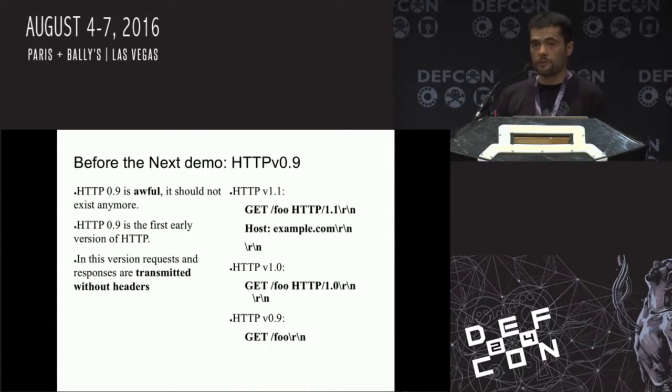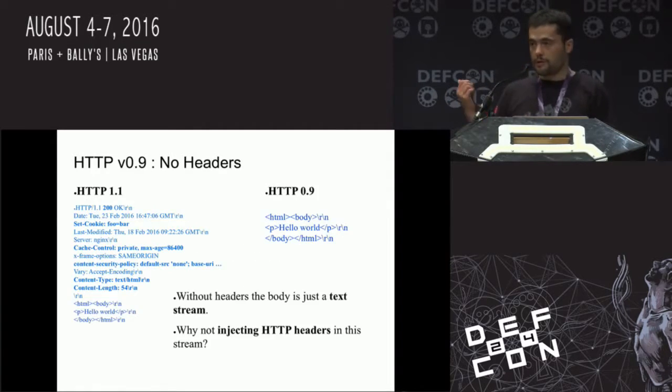There was a second demo. And this one is about HTTP 0.9. So HTTP 0.9 is something awful, which should not exist. It was the very, very first version of HTTP where you do not have any headers. So you've got an example of what is HTTP 0.9, 1.0, and 1.1. On 0.9, you do not have the protocol version. It's just the method and the location, and no headers. No headers, it means also no headers on the response.